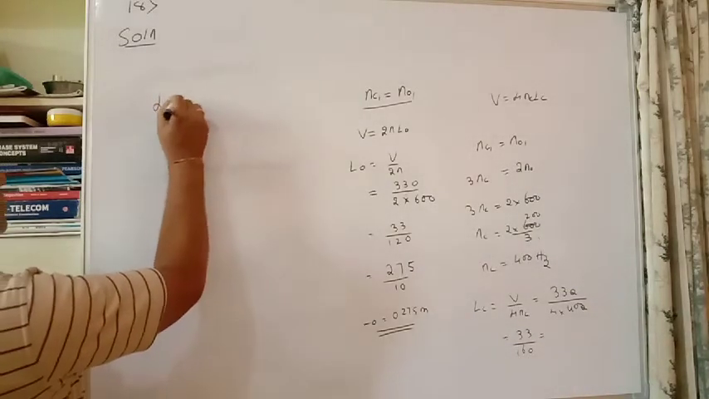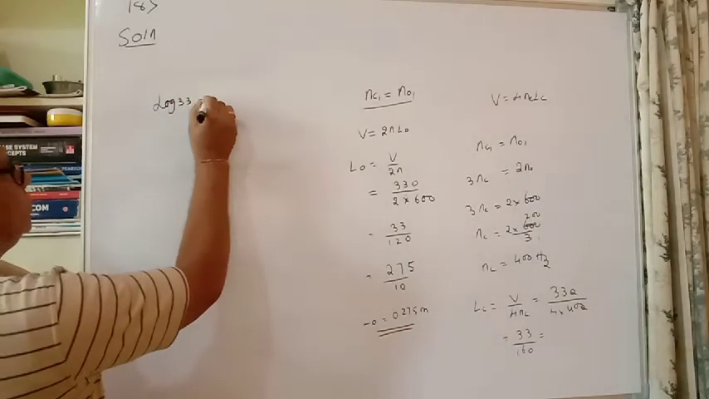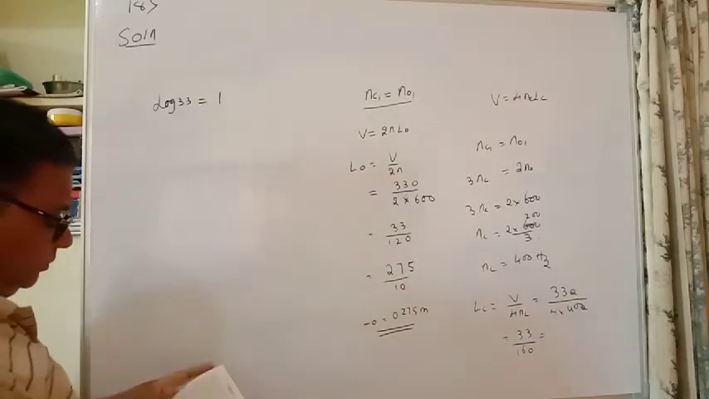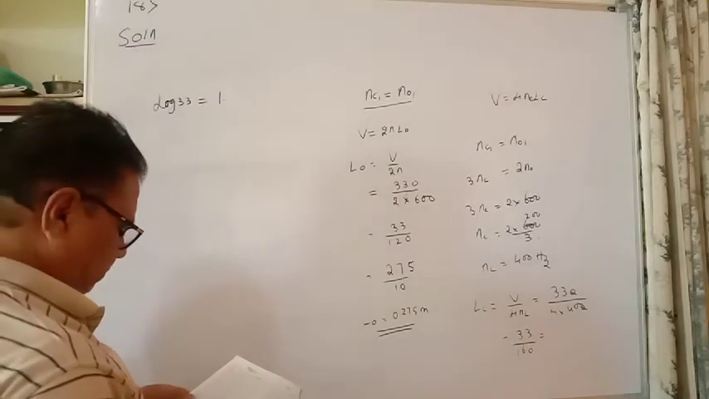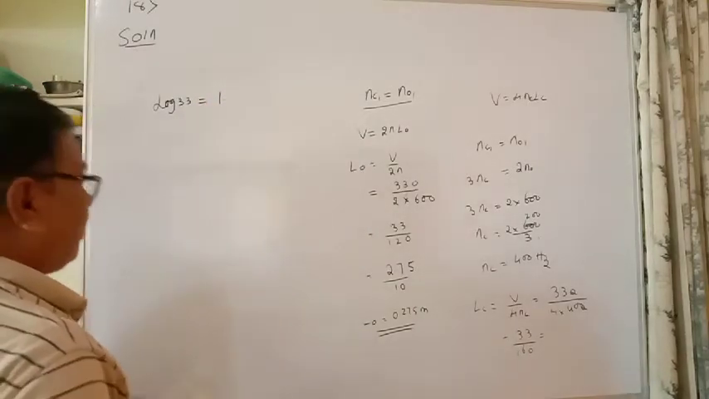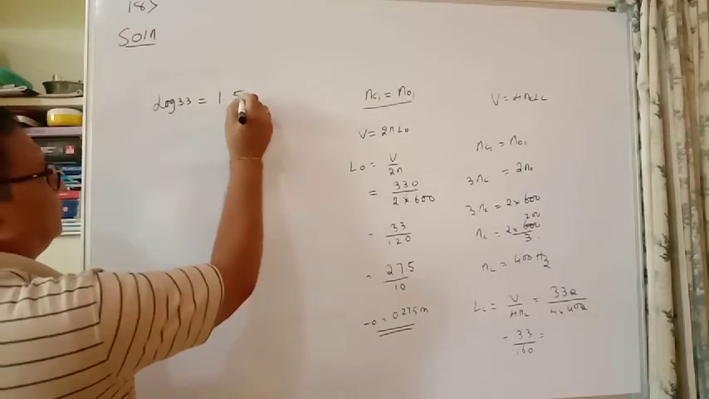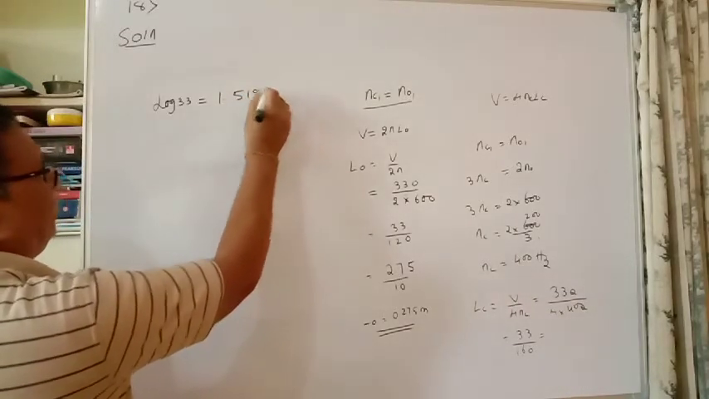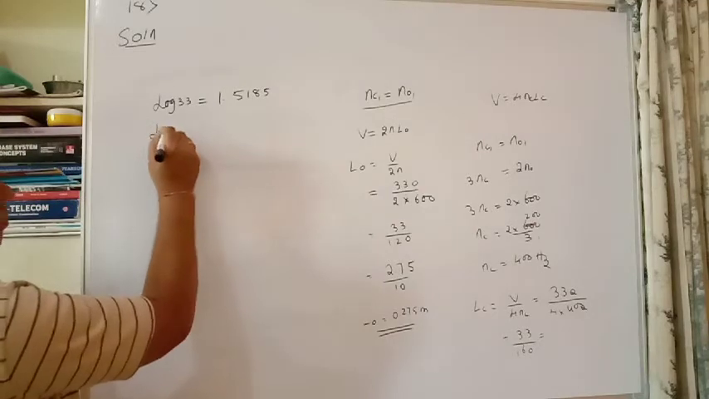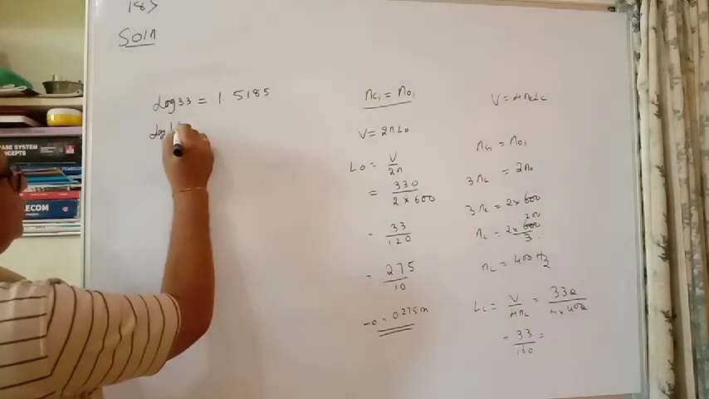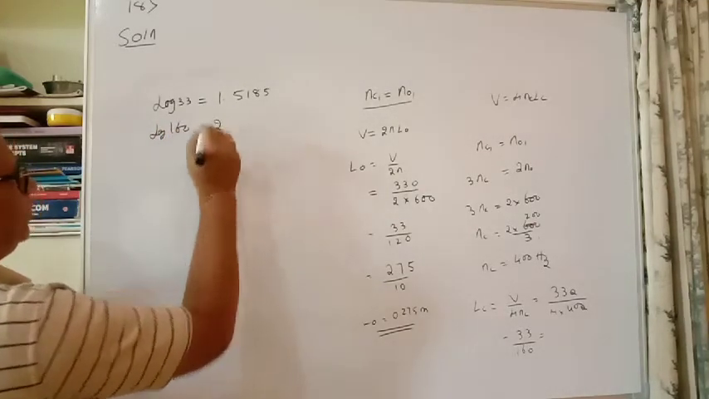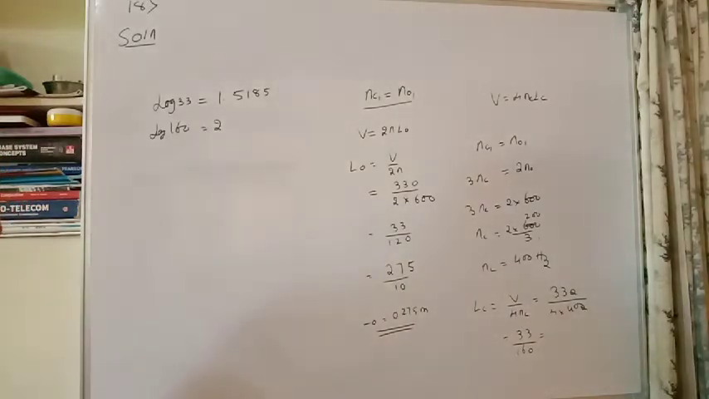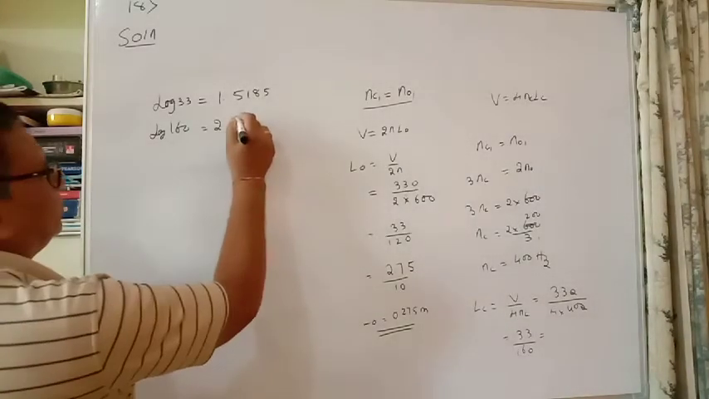Log of 1.33 is equal to 1.33 under 0, 5185. Log of 160 is 2.160, 16 under 0, 2041.